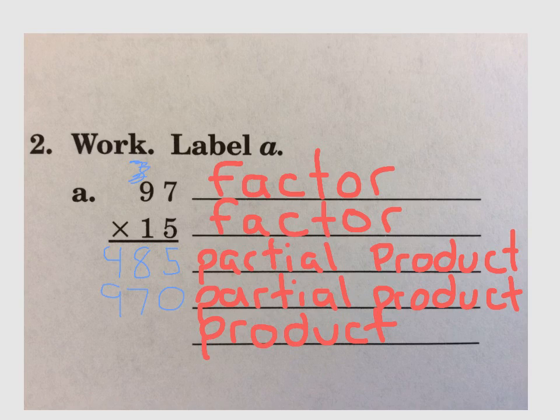Now we go ahead and add up our numbers for our product. 5 plus 0 is 5. 8 plus 7 is going to be 15. And then 1 plus 4 plus 9 will be 14. And our answer is 1,455. Go ahead and circle that part of your answer. And so I'll have you do the rest on your own.